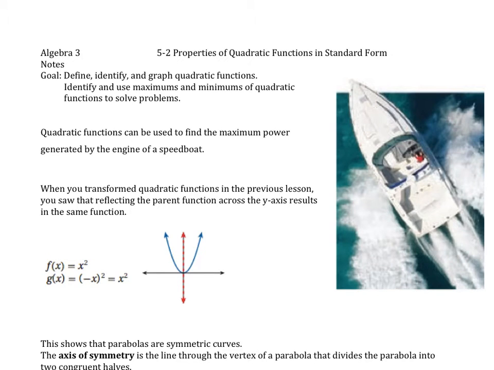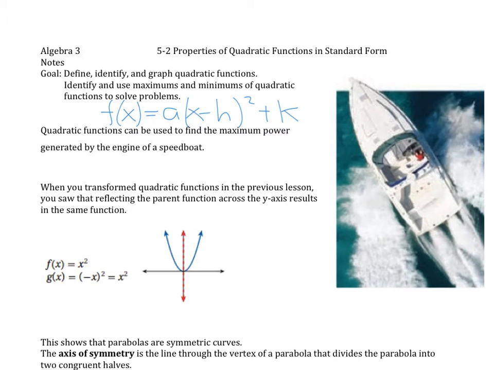Okay, 5.2, we're going to look at properties of quadratic functions in that standard form. Remember, standard form is f of x equals a x minus h quantity squared plus k. So that's our standard form.